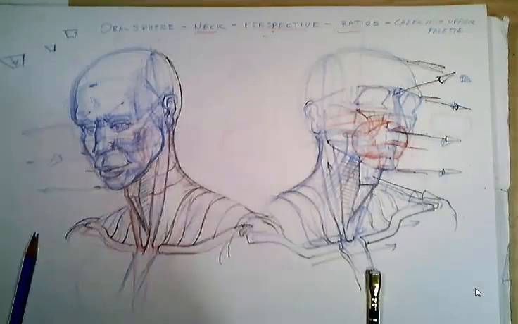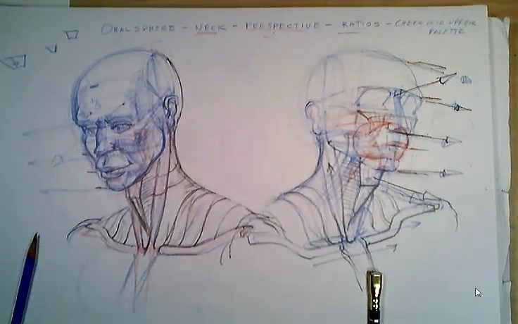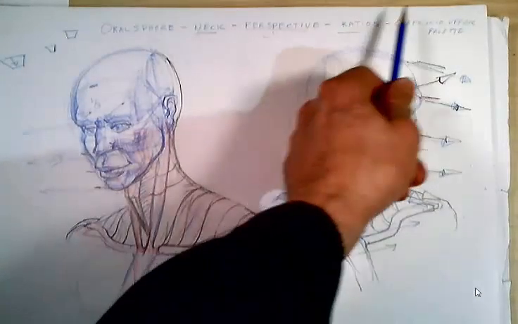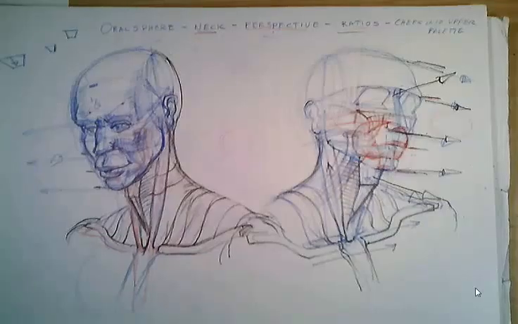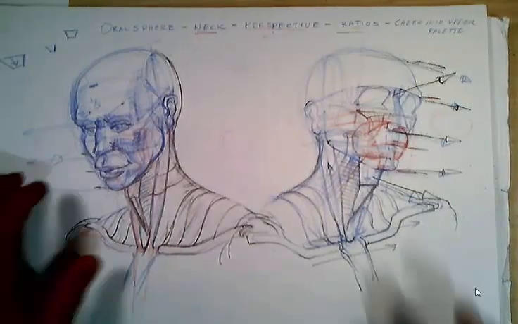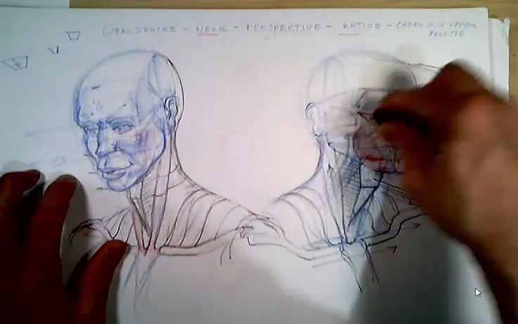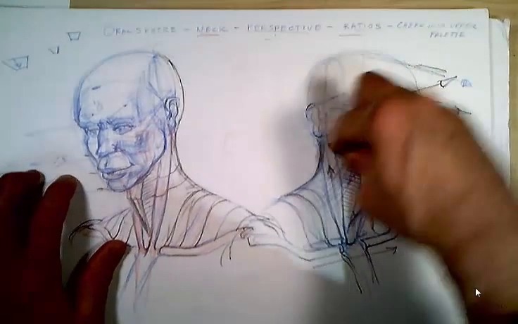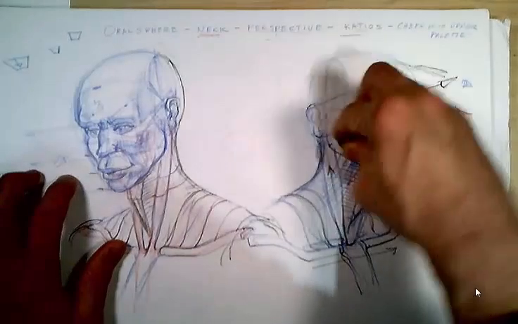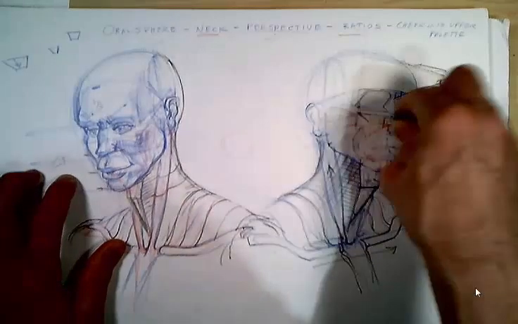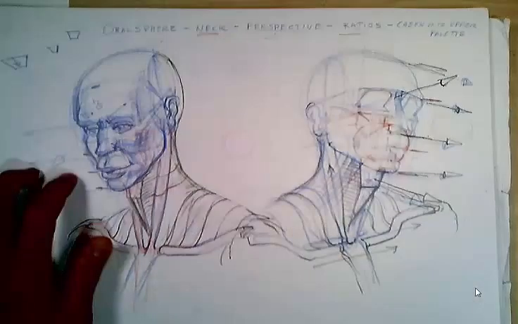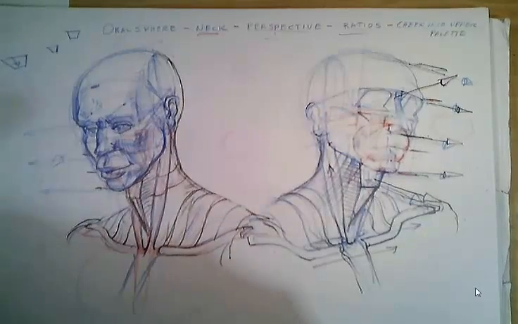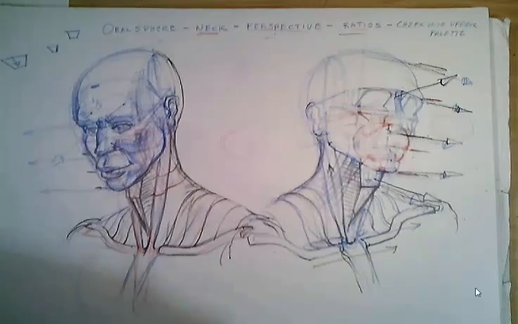Okay, take three. Oral sphere, neck, perspective, ratios, and cheek into upper palate. That's what we're covering here. I'm going to erase a bit of this so I can start over again. What I first want to talk about quickly is the perspective. Ratios. Let's start with ratios.